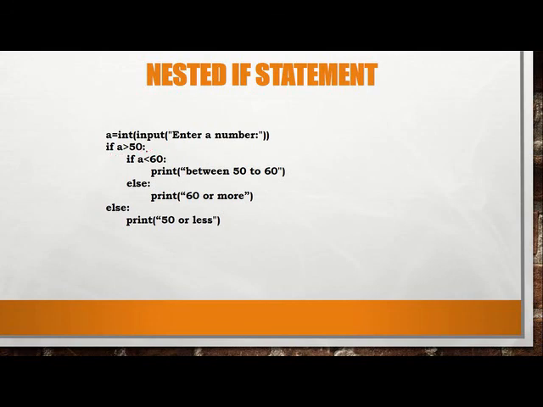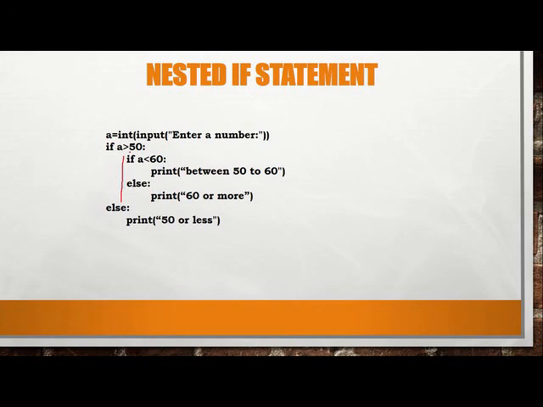If the value of a is greater than 50, then it comes inside this particular block, and you can see this entire block is indented, that means slightly pushed inside, and in this block we have one more condition to be checked. If a is less than 60, this is called nested because it is inside another if statement. Here it will check whether it is less than 60 or not. If it is less than 60, it's going to print it's between 50 to 60, and say for example it's not less than 60, so it will print it is 60 or more.